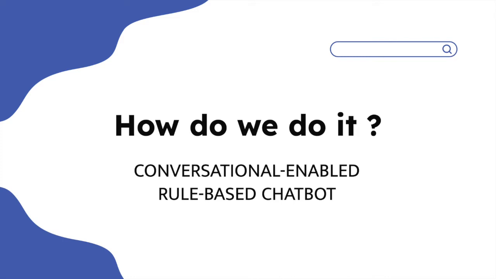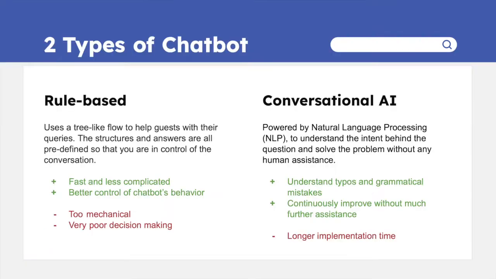What we did is make a conversational-enabled rule-based chatbot. There are two types of chatbot: first is the rule-based, and second is conversational AI. Rule-based is more like a tree-like flow, and the structures and answers are predefined, so we're in control of the conversation. However, the disadvantage is that it is too mechanical, and we will know that we're talking to a robot, and it has very poor decision making.